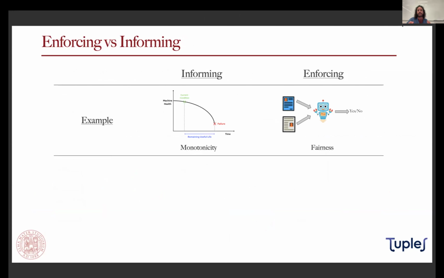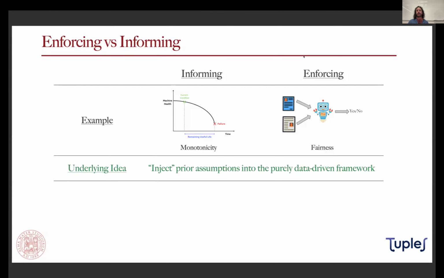So the perspective of enforcing a requirement into a system versus the perspective of informing a system with some knowledge. Let's try to compare these two extreme cases. I would say that one similarity is the underlying idea, right? The core idea in both cases is that you want to inject some assumptions into your learning process, okay? You want to learn from the data, but not only that. You have something coming from outside that you want to incorporate into your learning process.